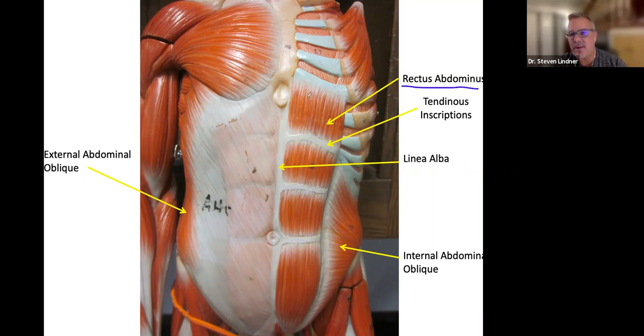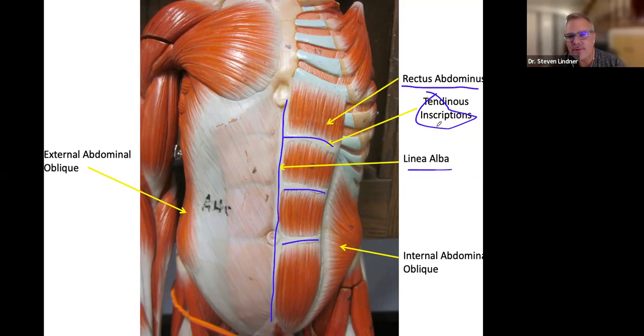If you have a 6-pack or an 8-pack, what we're looking at is the rectus abdominis muscles. And what separates each of them are these tendinous inscriptions, which run horizontally. The line that runs right through the center longitudinally or sagittally is called the linea alba. The other two muscles left are the internal and external obliques.